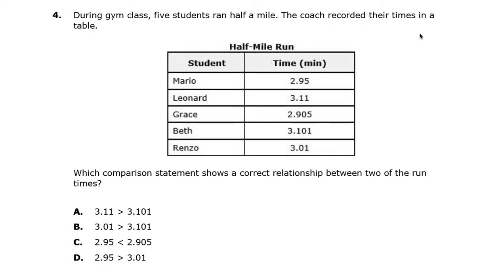Question 4. During gym class, 5 students ran half a mile. The coach recorded their times in a table. Half-mile run. Student: Mario, Leonardo, Grace, Beth, Renzo. Time in minutes. Which comparison statement shows a correct relationship between two of the run times? A, B, C, or D?